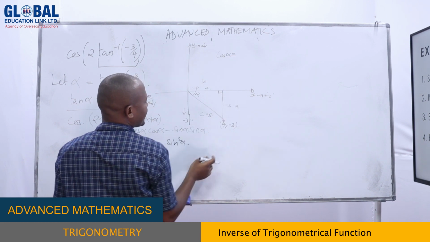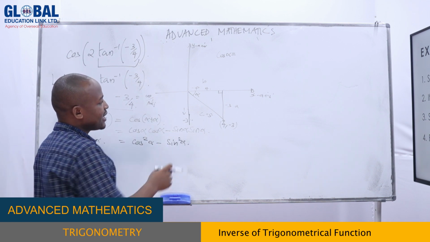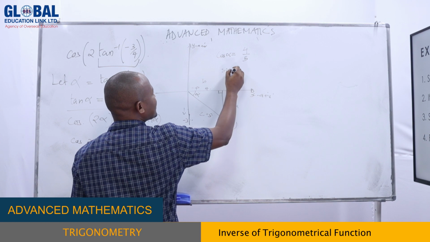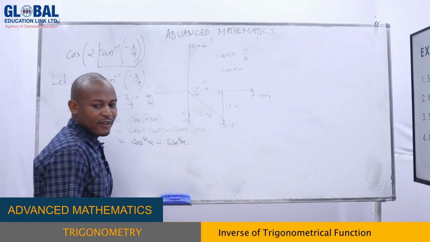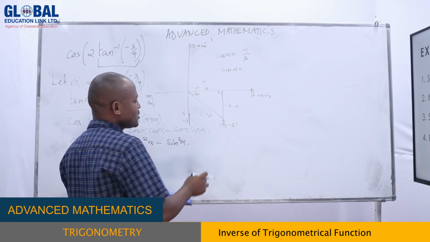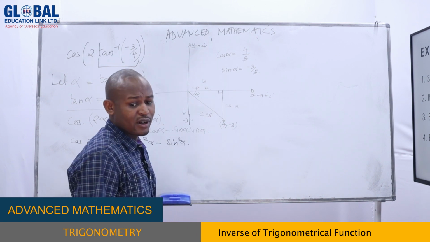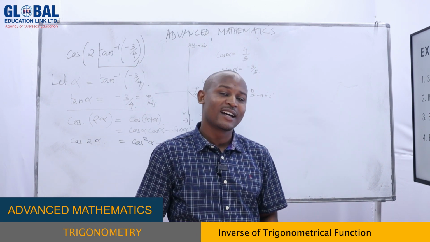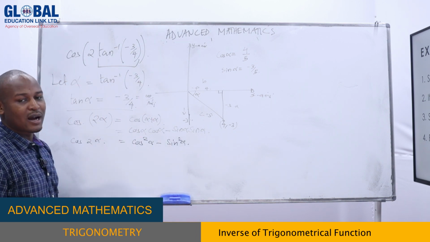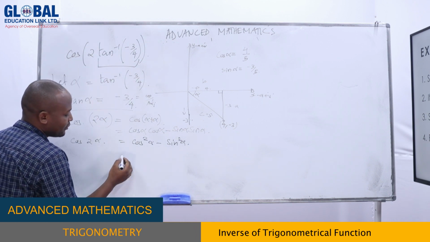Cos alpha, we know that cos is equal to adjacent over hypotenuse, and our adjacent is 4 and hypotenuse is 5. What about sine alpha? Sine alpha equals to what? Sine is opposite over hypotenuse, that is negative 3 over 5. So can we use those values to find the value of cos 2 alpha? Yes, it is very possible and very nice to do.